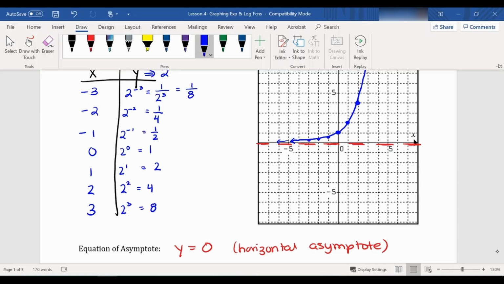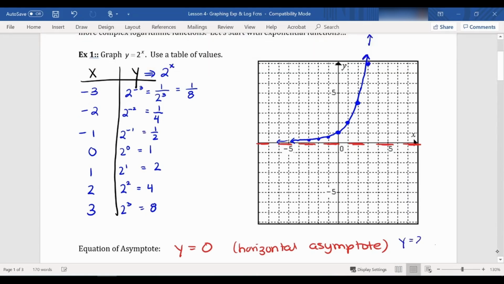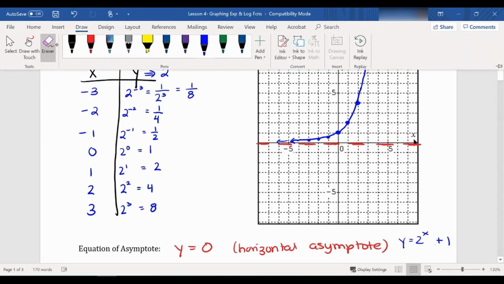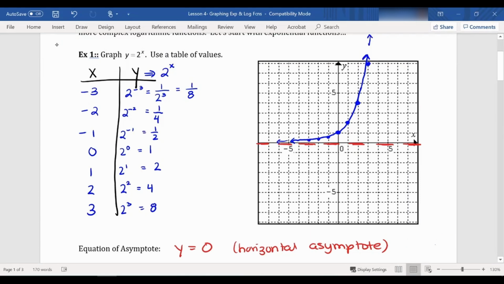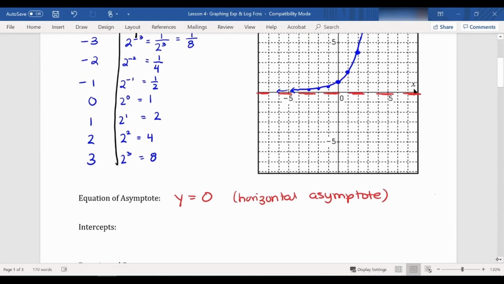So when I say that, I mean like if I had something like y equals 2 to the power of x plus 1, that would be moving up 1. And so my asymptote would move up 1 as well. Okay. Or if it had a minus 5 at the end, we'd be moving down 5. Okay. The next piece of information is an intercept.